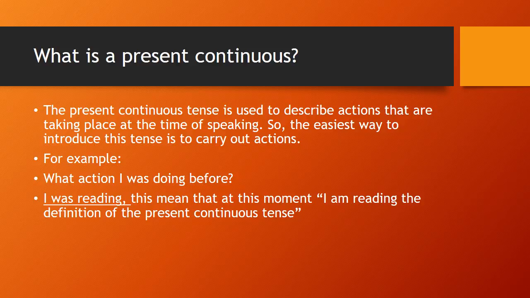Okay, the definition is that the present continuous tense is used to describe actions that are taking place at the time of speaking. So, the easiest way to introduce this tense is to carry out an action. For example, what action was I doing before? I was reading. This means that at this moment I am reading the definition of the present continuous tense.